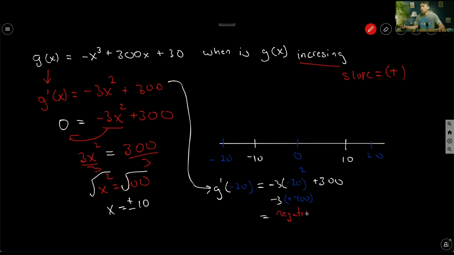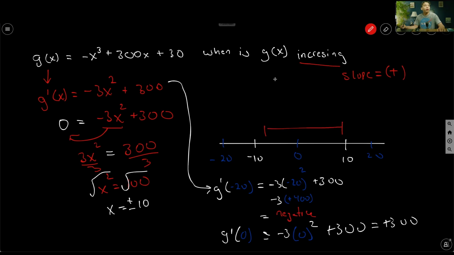We want increasing. So then let's check in between, at 0. g prime of 0 is equal to negative 3 times 0 squared plus 300, and we see that equals positive 300. So this is actually where it is increasing, between here and here. So the answer then is from negative 10 to positive 10.